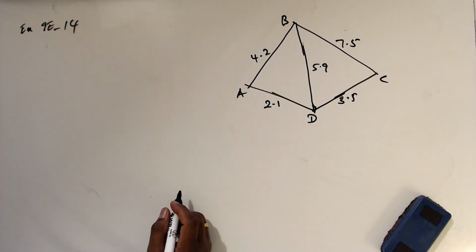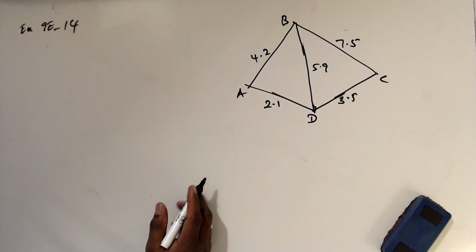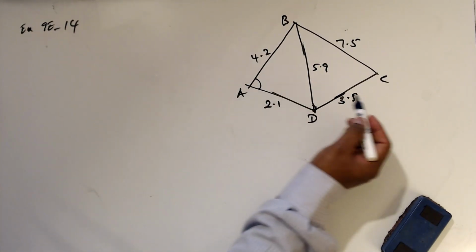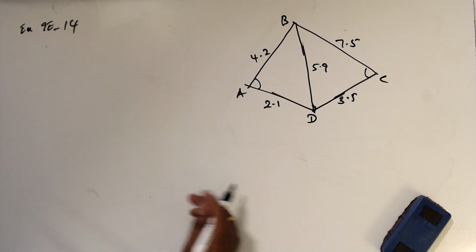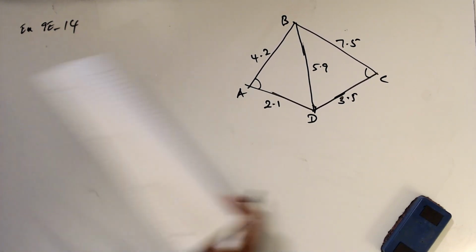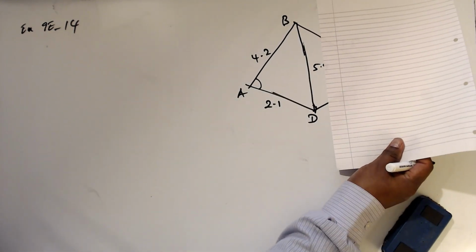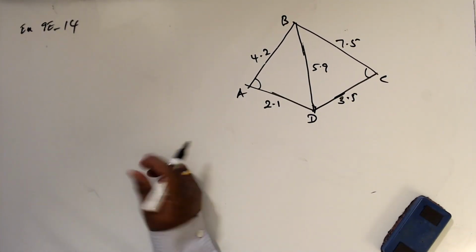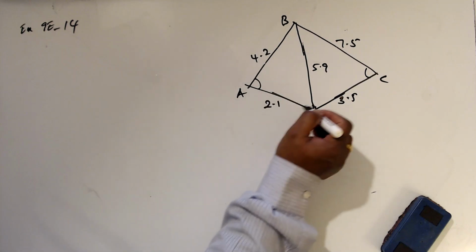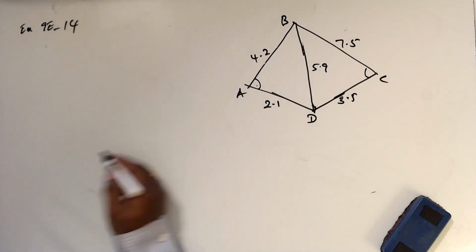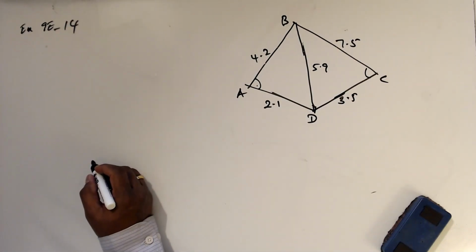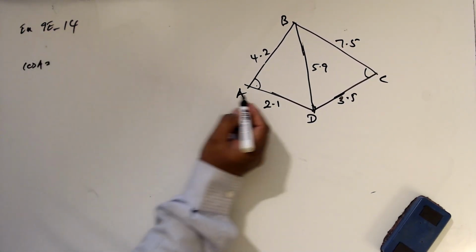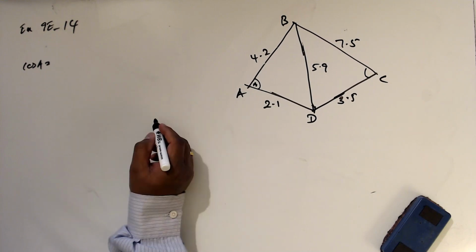Question number 14, it is about a flower bed. However, it is just two triangles. We want to find this angle and this angle. You can see just one triangle and the other triangle, and you know three sides of this angle. You can find this angle by cos rule. We'll write this one cos A equal, if this is A angle.